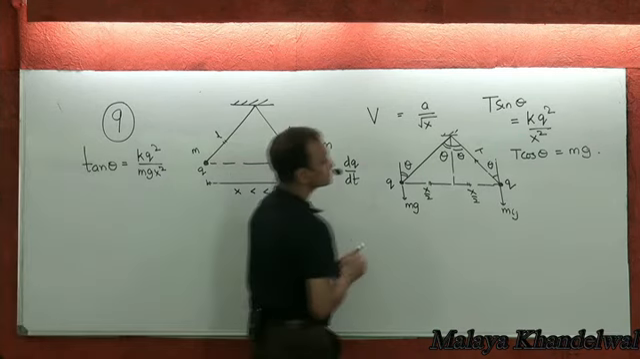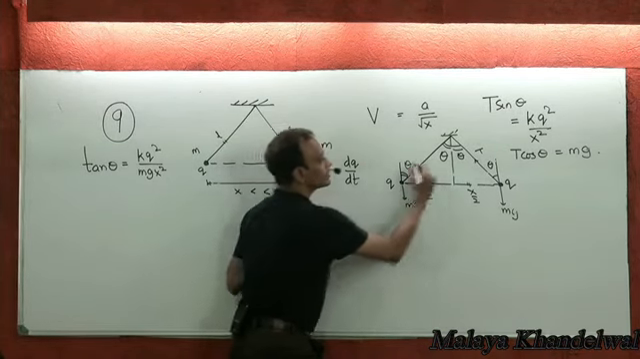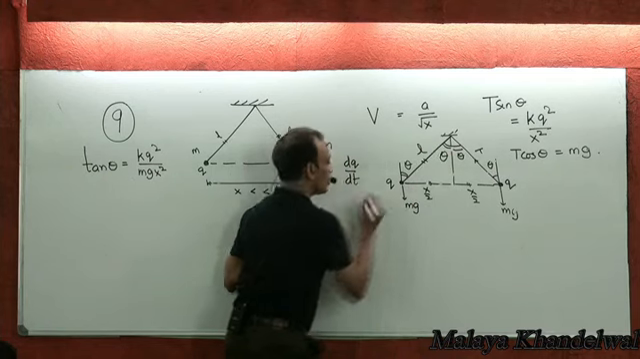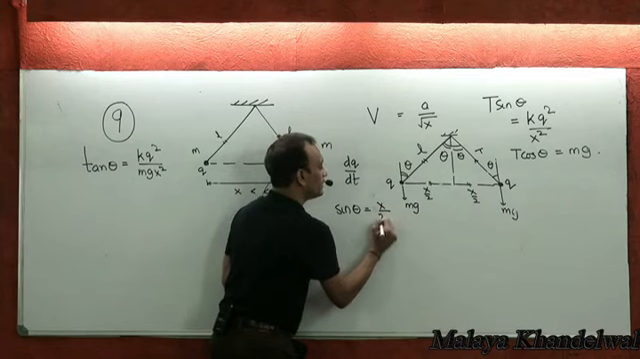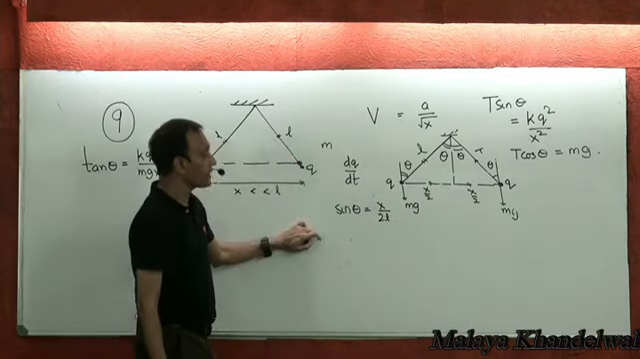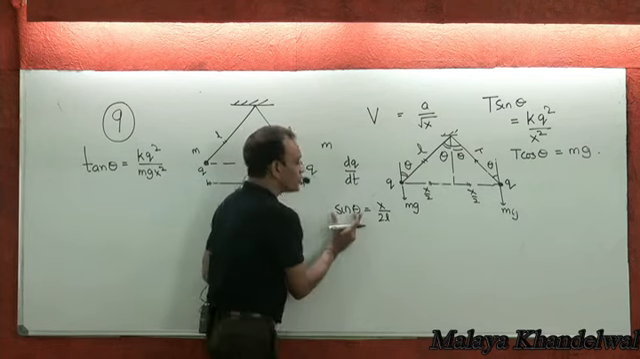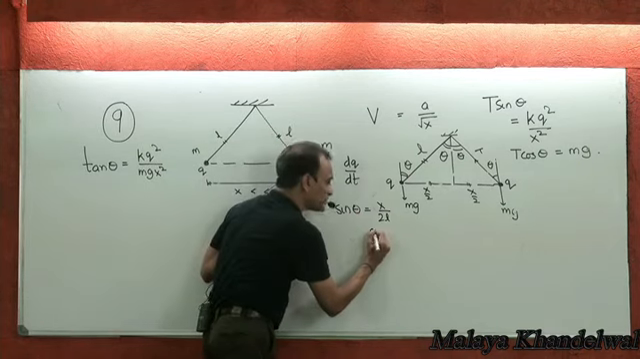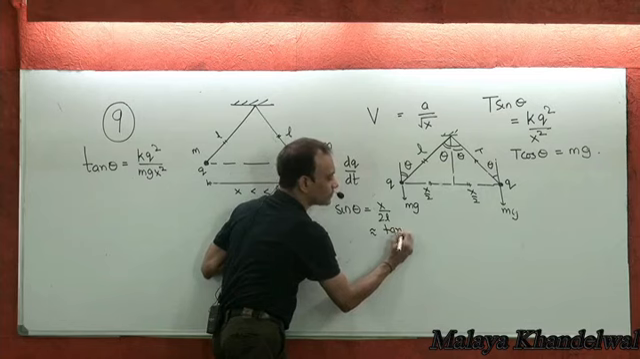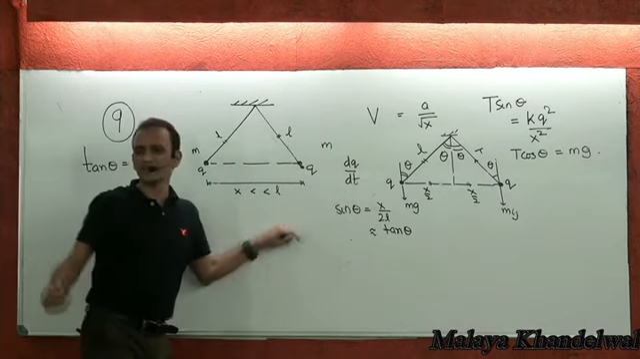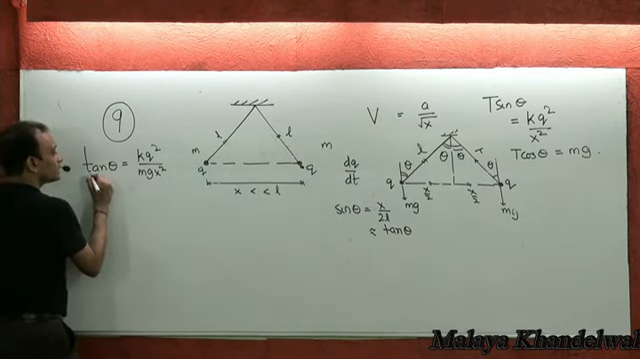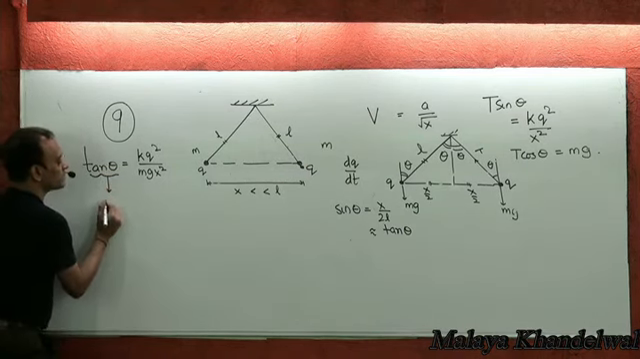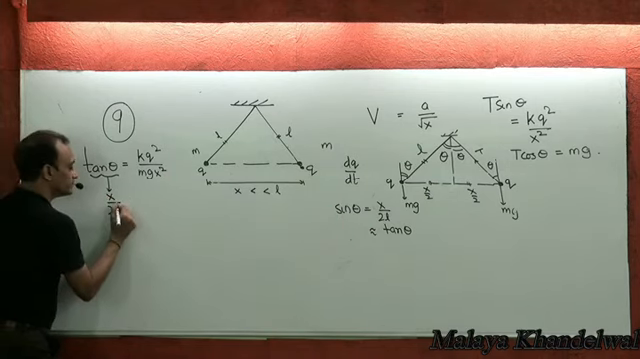Now, this length is L. What is sine theta? Sine theta is x by 2L. X is much smaller compared to L, so sine theta is small. So sine theta is approximately equal to tan theta, because sine theta is very small. So this tan theta can be replaced by sine theta, which is in turn equal to x by 2L.